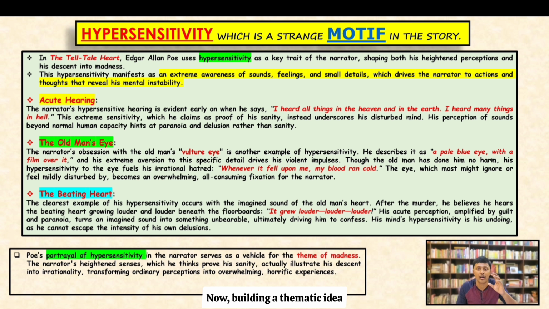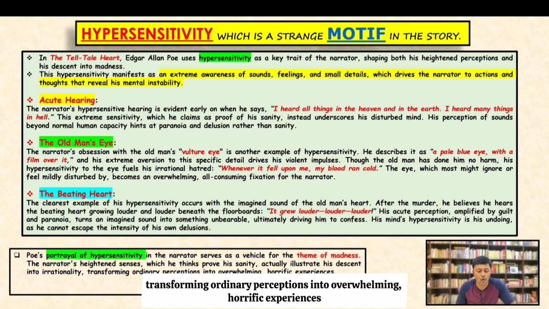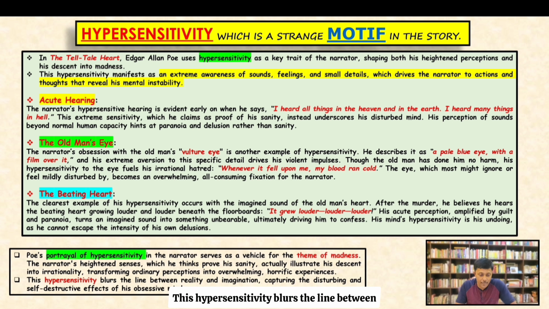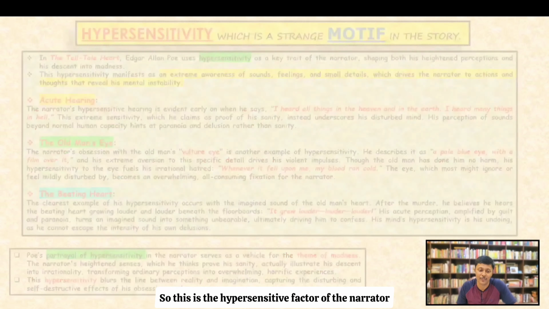Now, building a thematic idea. The narrator's heightened senses, which he thinks prove his sanity, actually illustrate his descent into irrationality, transforming ordinary perceptions into overwhelming, horrific experiences. This hypersensitivity blurs the line between reality and imagination. See here? Capturing the disturbing, self-destructive effects of his obsessive mind. So, this is the hypersensitive factor of the narrator.